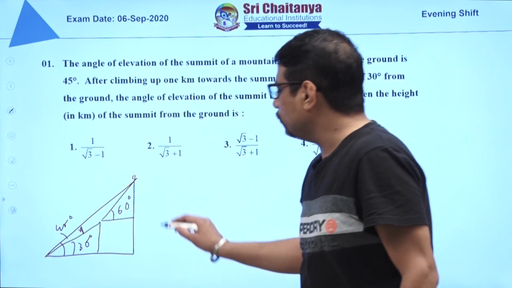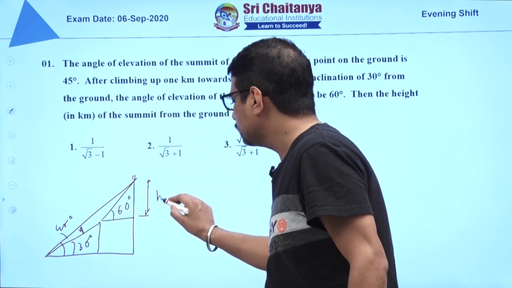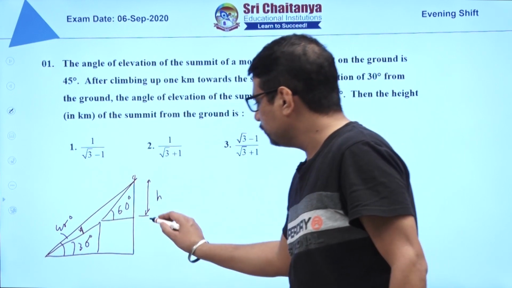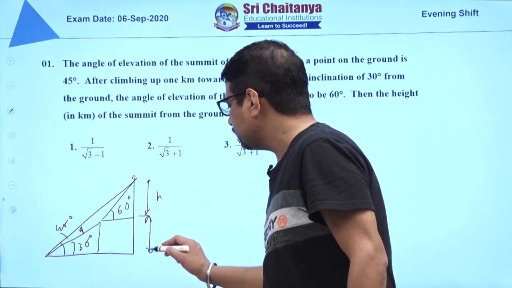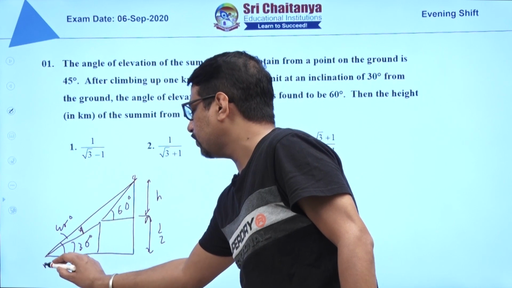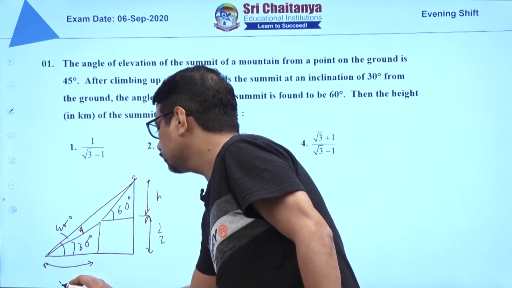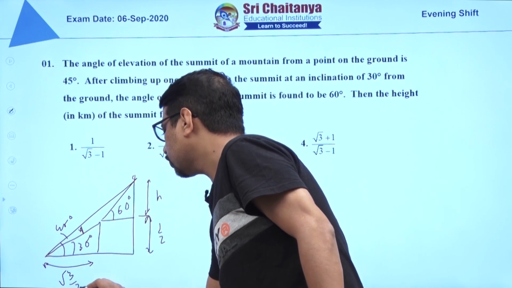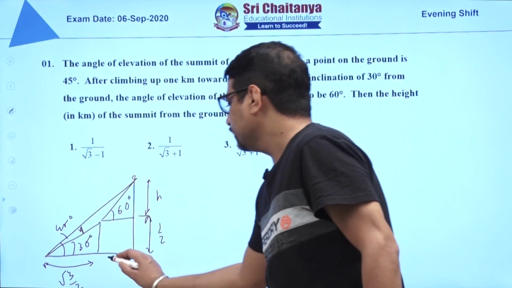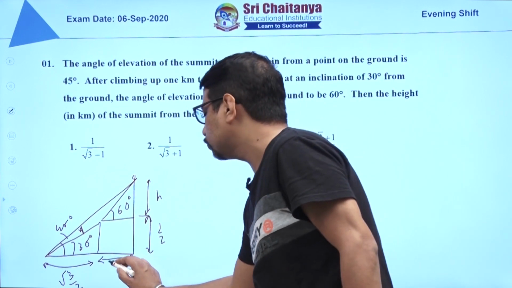So what we will do, we will assume this height as h. H is not height of mountain, but this part of height, and this will be 1 sin 30, which is half. This length from here to here will be 1 cos 30 degree, which is root 3 by 2. This length will be h cot 60 degree. H cot 60 degree will be h by root 3.